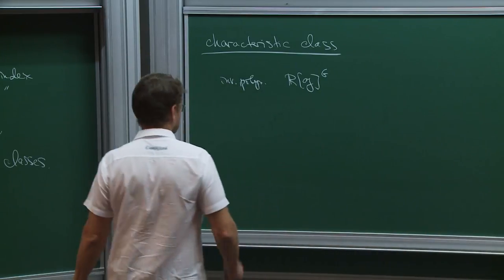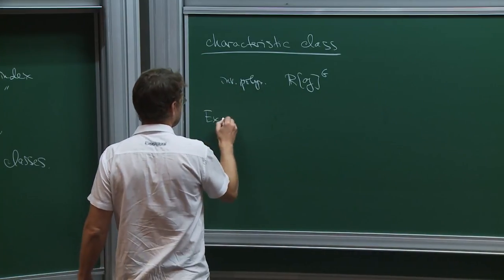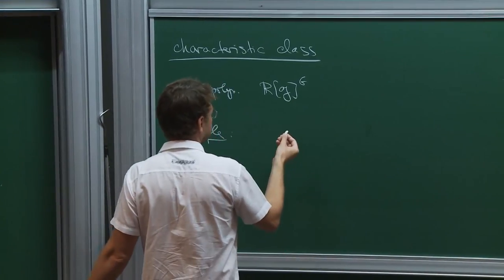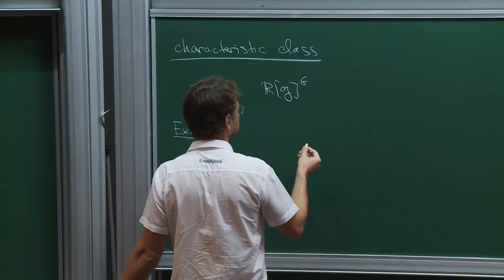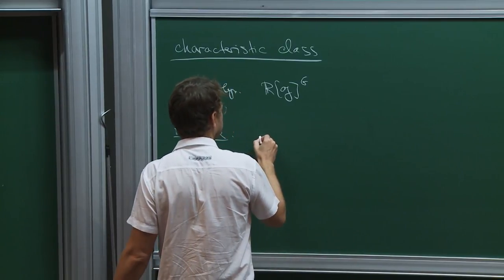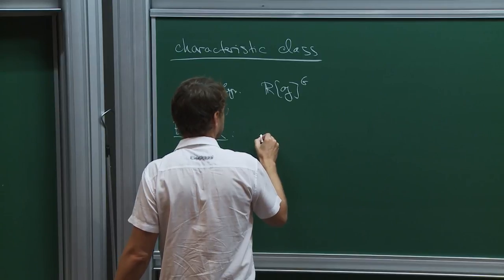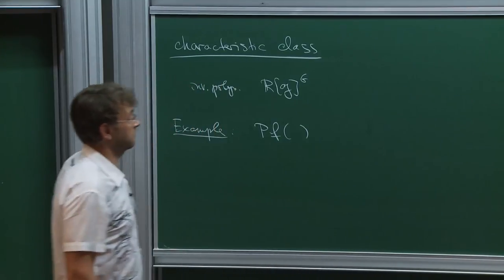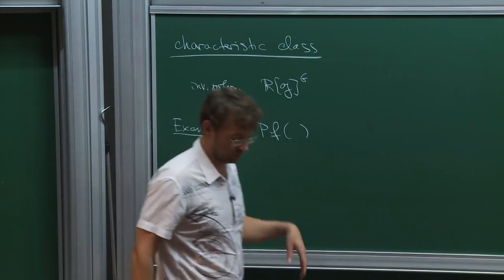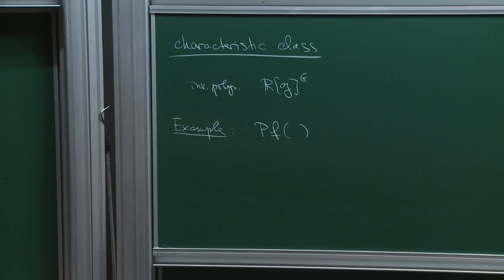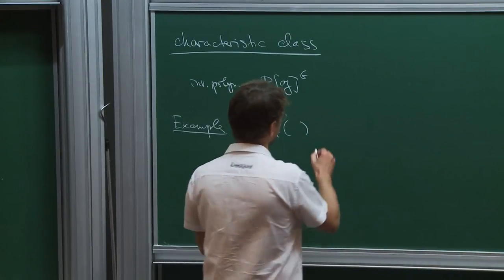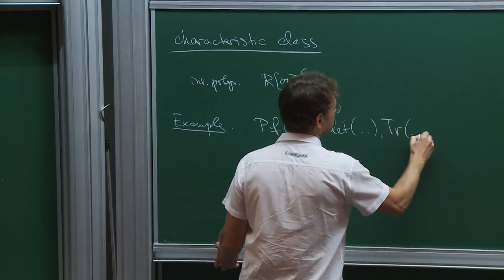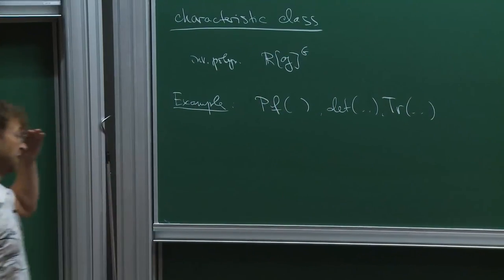Just let me give you an example. It depends for which group I'm doing, but for example, definitely Pfaffian would be a good polynomial if I'm looking for just the orthogonal group. So under the orthogonal group, it will work. Or different versions of determinant or trace. This will all give me polynomials.